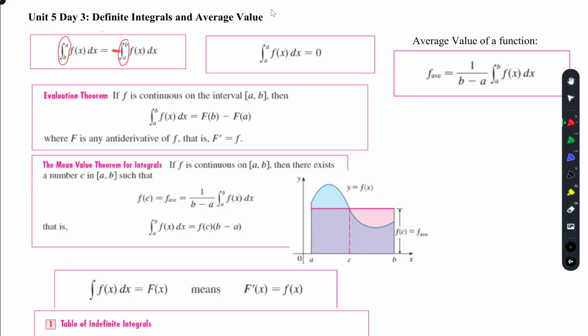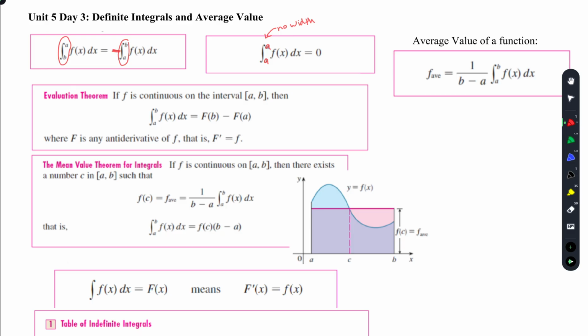Okay? If you're integrating from the same value to the same value, that means there's no width, right? If there's no interval to find an area of a rectangle on, there's no width. So that integral is going to be 0, because you can't find the area.